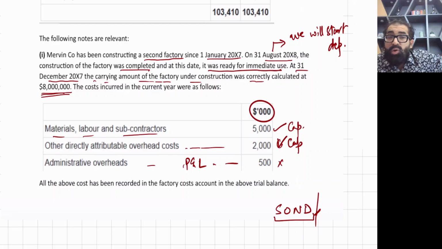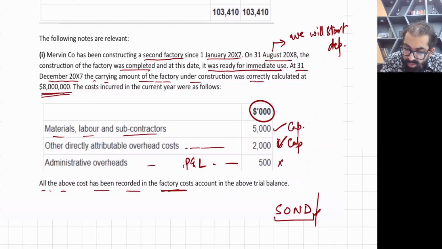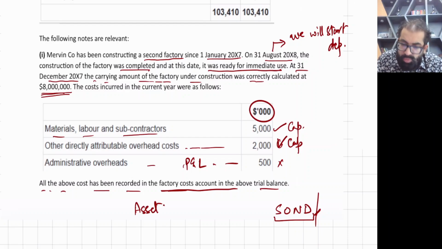But what they have done is that all the above costs have been recorded in the factory cost account in the trial balance. That means they have recorded it as an asset, not as an expense. So now you need to make this correction. When you make this correction, you will book the expense. You will transfer this 500 to P&L. When you transfer this 500 to P&L, your profit will go down. So in the profit reconciliation, this will be a negative amount, because you are going to book an extra expense now. So 500 will be removed from the factory asset cost and deducted as an expense.